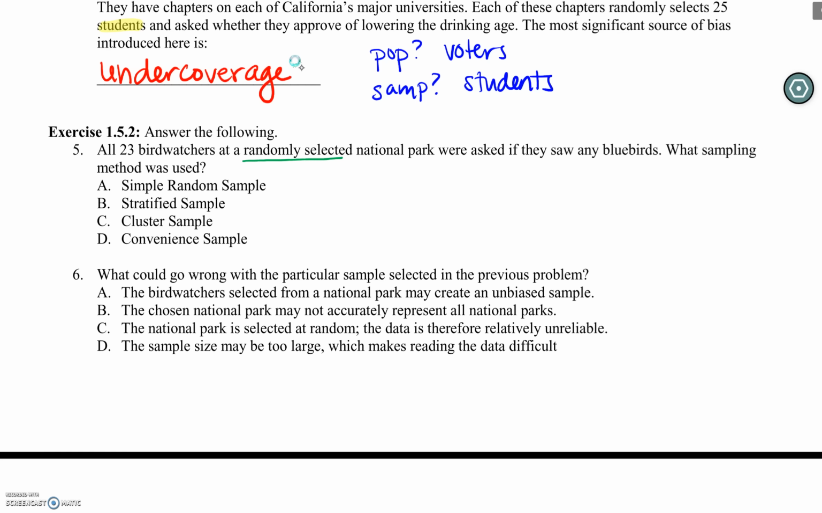So first thing that distracts students, they'll see that randomly selected, and a lot of students immediately go, oh, that must be an SRS. No, not an SRS. An SRS would have every single bird watcher listed, and we would randomly select from that list of every single freaking bird watcher. So just because you see randomly selected, that does not mean you have an SRS. There's random selection still inside of a stratified and a cluster. The only one that doesn't really have the random selection part is that systematic, because we're using that system.